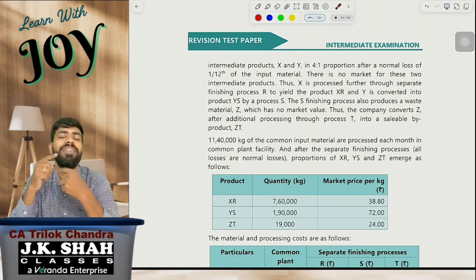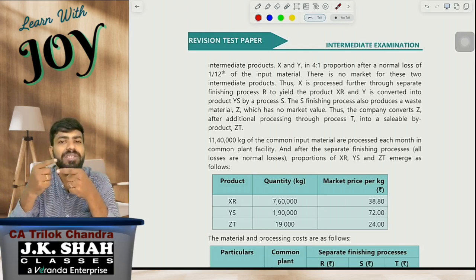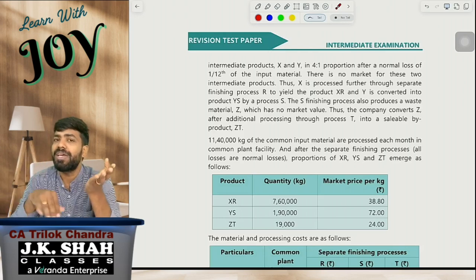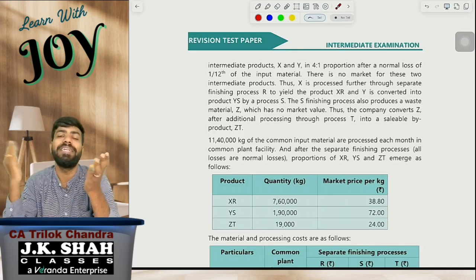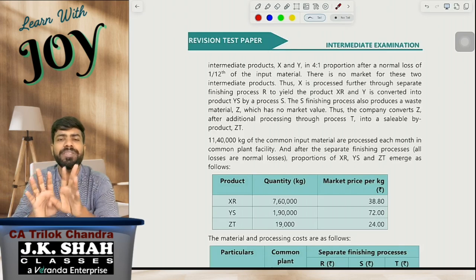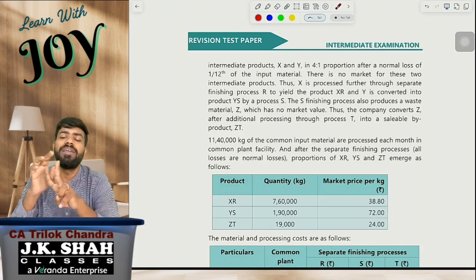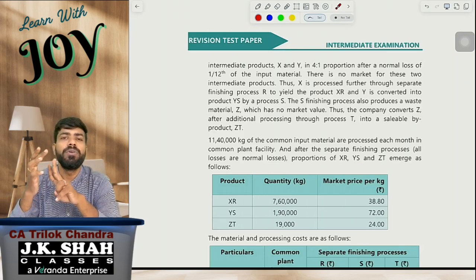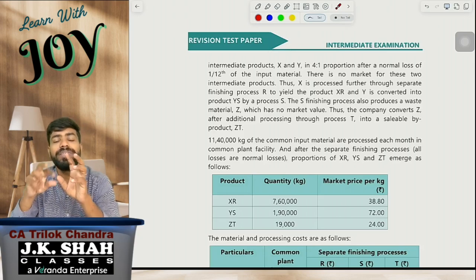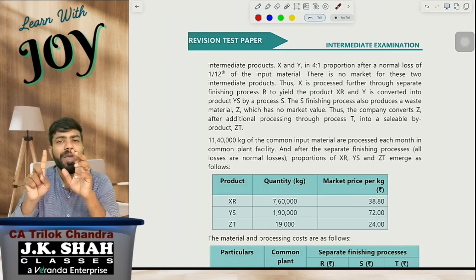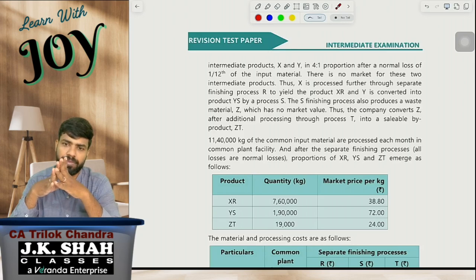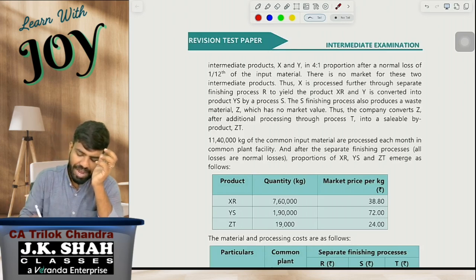But what is happening when they are further processing Y? They are getting some waste, which is named Z. Z also does not have the market, so they are processing it through T, and the output is called ZT. So finally, how many products produced? I can say two joint products, that is X and Y, which are converted to XR and YS. And there is one byproduct, that is ZT. ZT is the byproduct, and 1/12 is the loss.